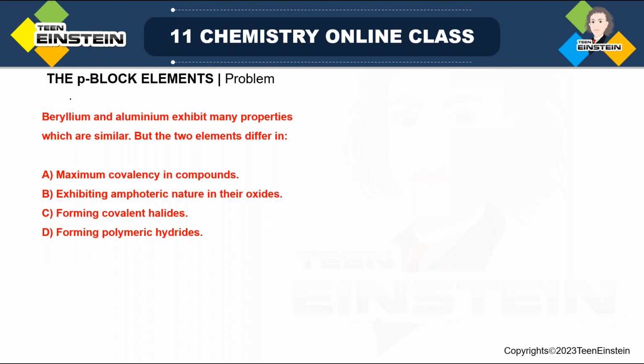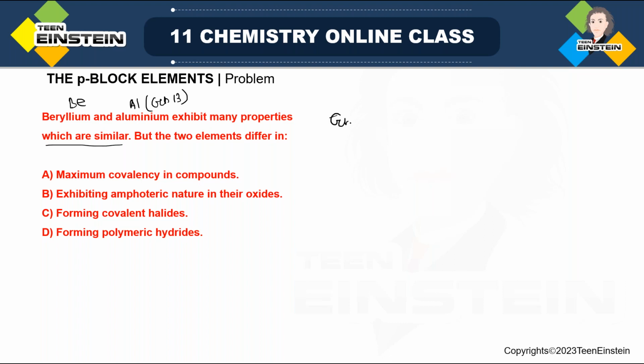Beryllium and aluminium. Now beryllium is from S block and aluminium is from group 13. They exhibit many properties which are similar, but the two elements differ in which property, that we have to find from these four options. But why are these two elements exhibiting some common properties? What is the reason behind that? The reason is basically diagonal relationship.